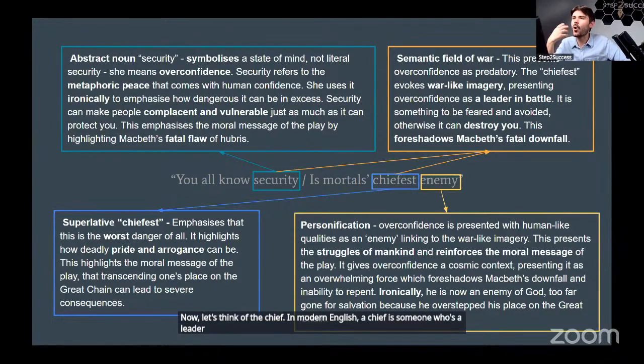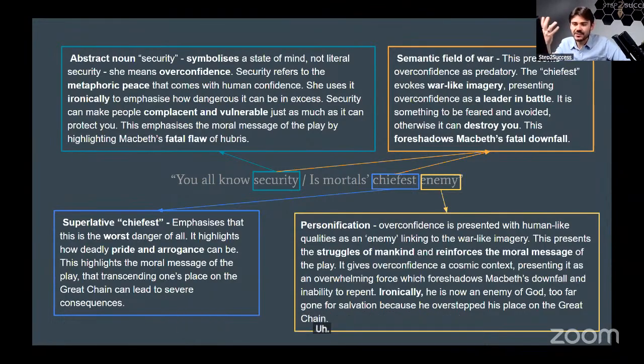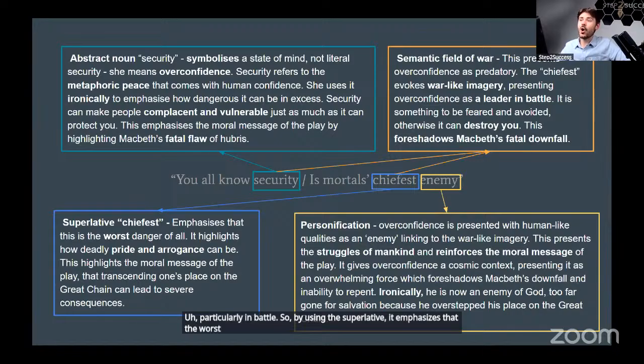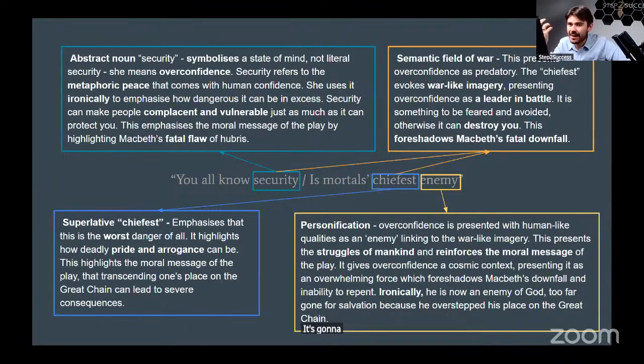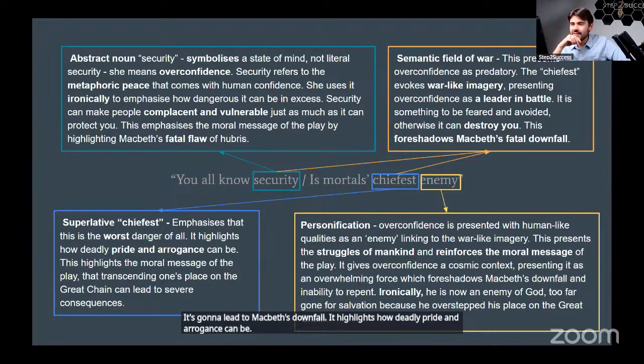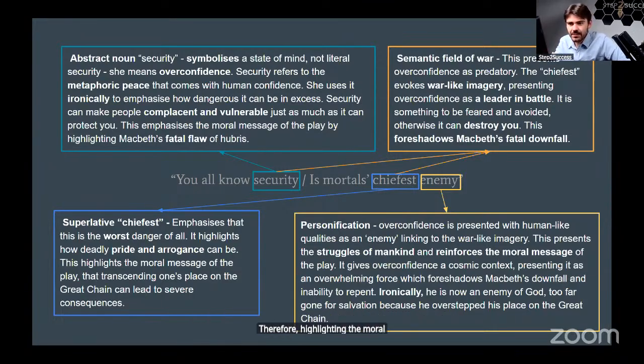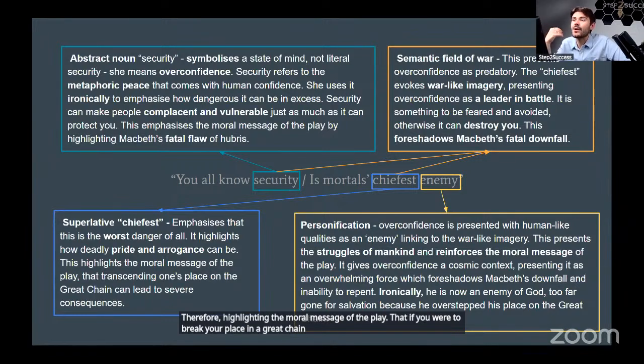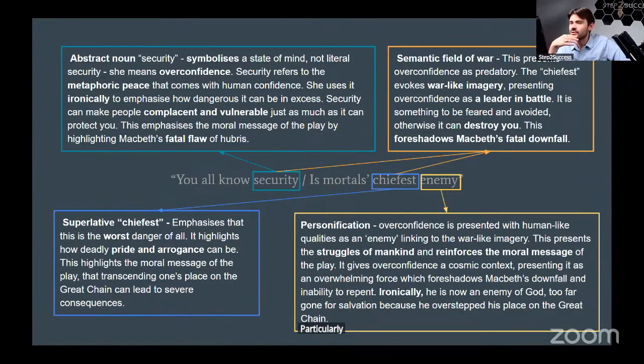So by using the superlative, it emphasizes that overconfidence is the worst danger of all. It's going to lead to Macbeth's downfall. It highlights how deadly pride and arrogance can be, therefore highlighting the moral message of the play. That if you are to break your place in the great chain of being, it will lead to severe consequences, particularly hell and damnation. You're not going to be saved or forgiven by God.